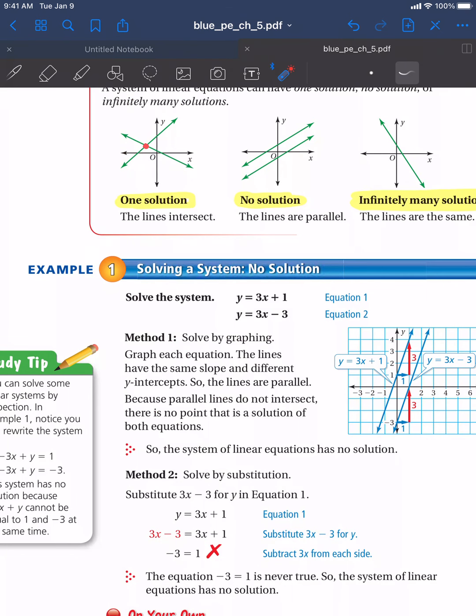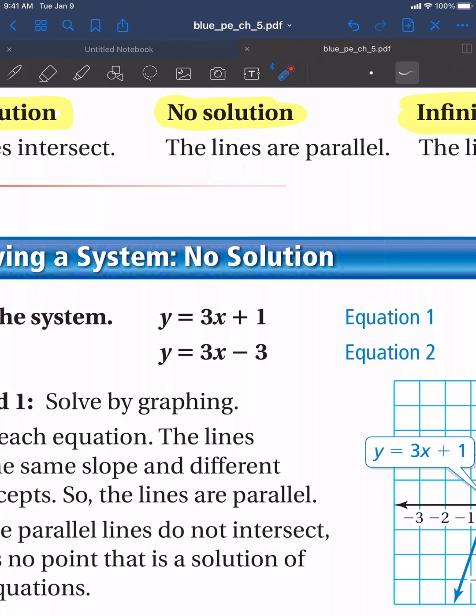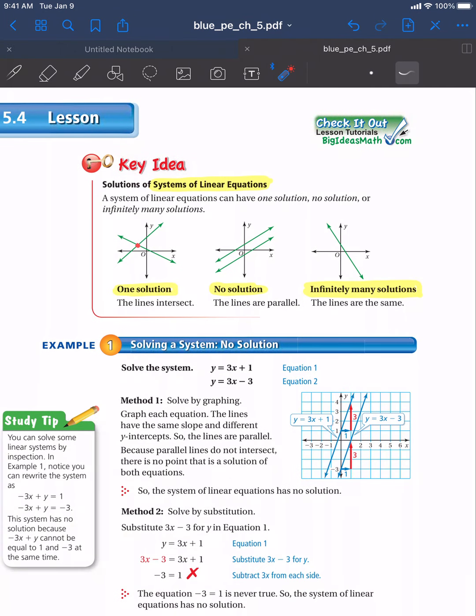So back to our book. Solve the system of linear equations. If they are parallel, do I have a solution? I do not. So it would be no solution for these two, okay?